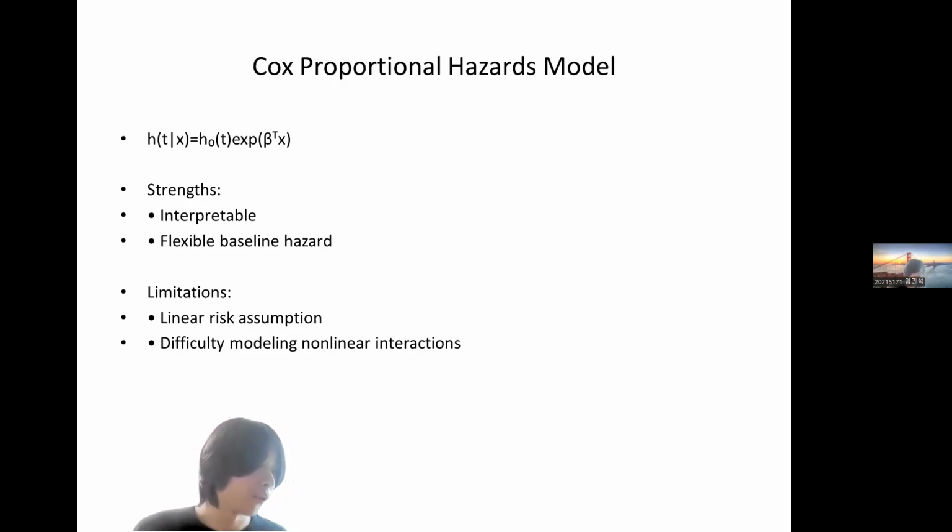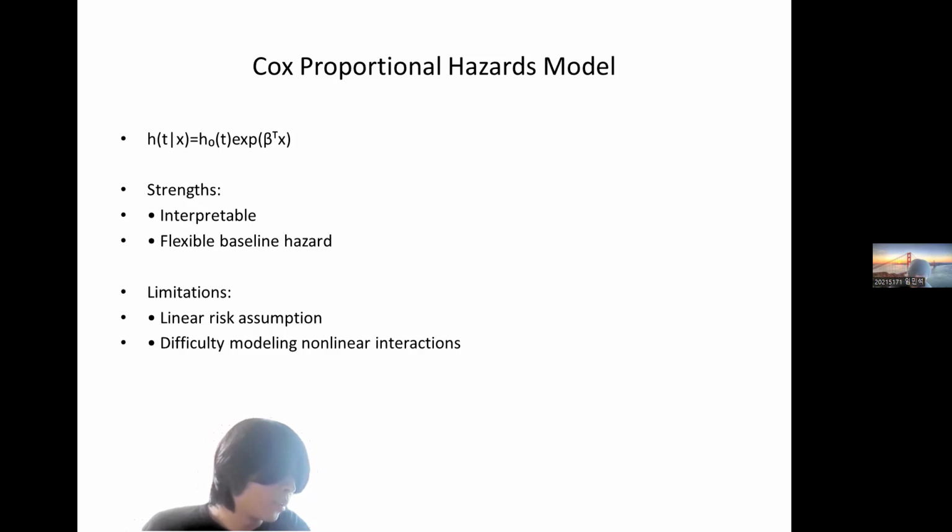Researchers often prefer Cox models because they can directly interpret the effects of variables on risk. For example, in healthcare, doctors may want to know whether smoking, blood pressure, or age significantly increases mortality risk. However, the Cox model also has several important limitations.